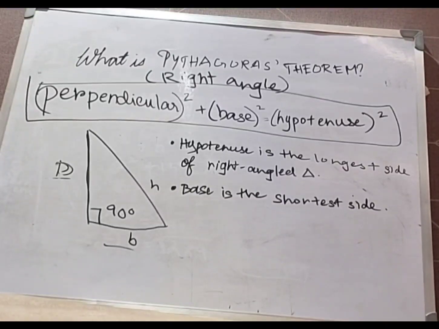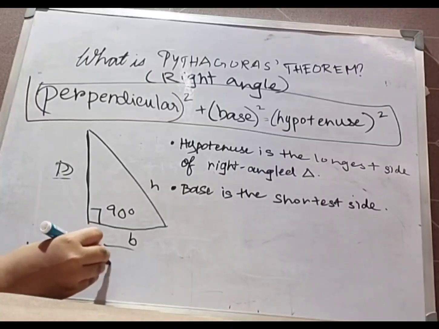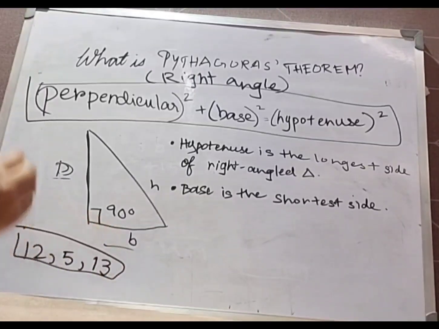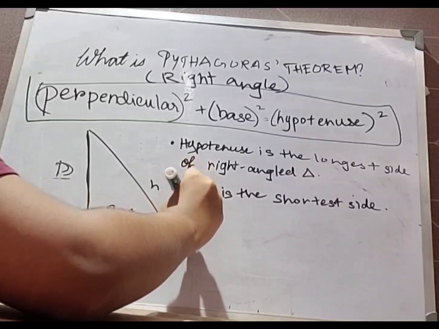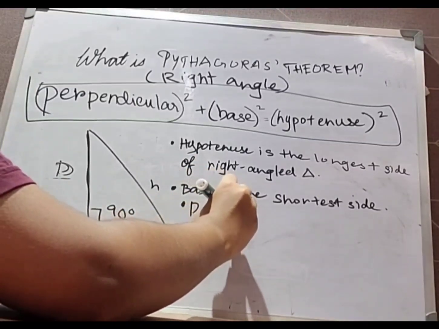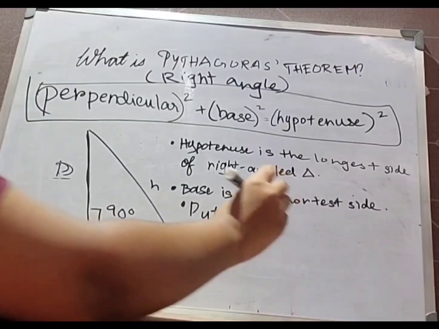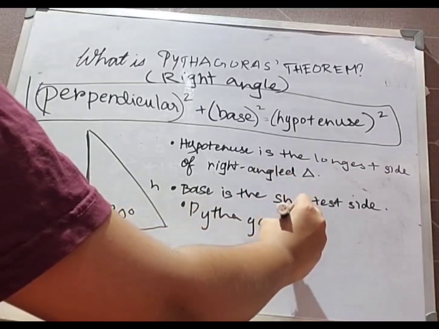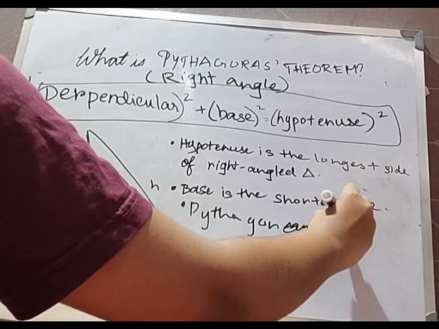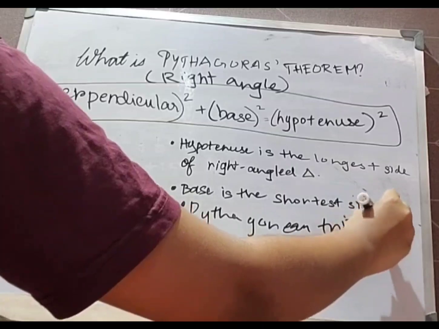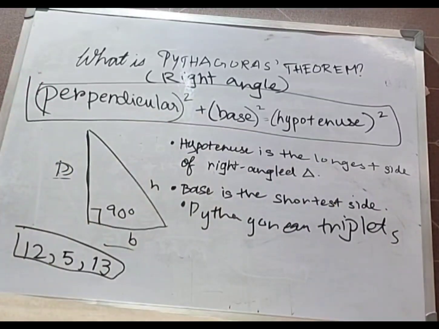So suppose you're given these like 12, 5 and 13. This is a Pythagorean triplet. And we also did learn what is Pythagorean triplet. What did we exactly learn about Pythagorean triplet? That three sides of a triangle which satisfy this Pythagoras theorem are Pythagorean triplets.